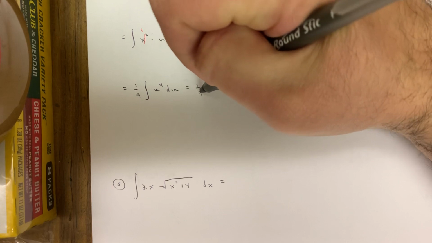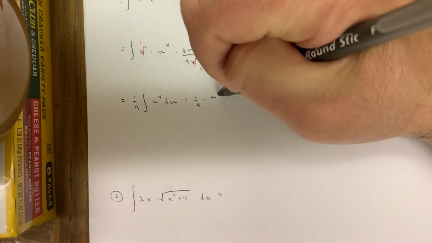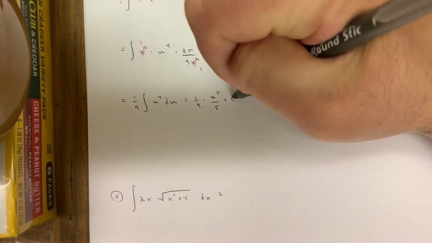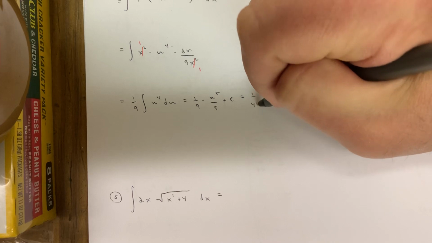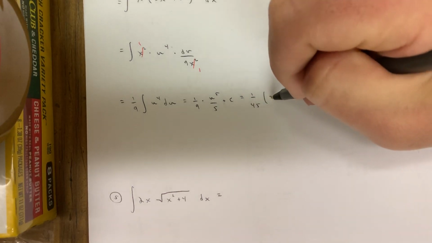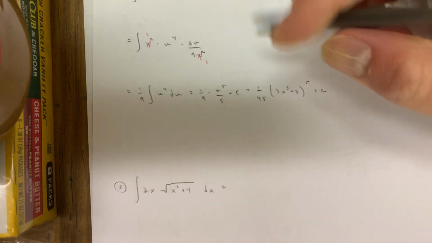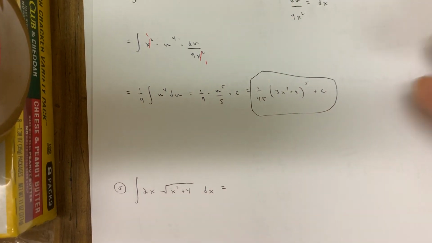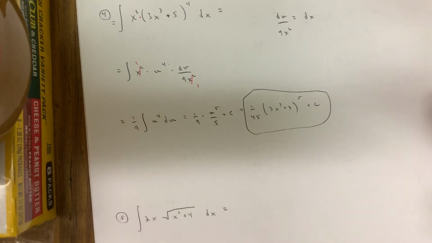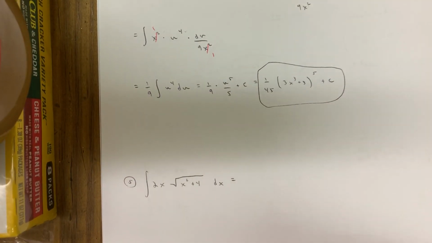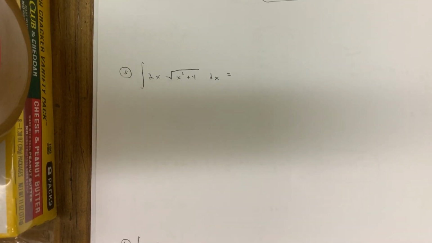Anyway, now let's integrate. 1/9 times, don't forget when you integrate, you drop that integral sign, u to the 5th over 5, plus c. And here we end up with 1/45. Take out that u, replace it with 3x cubed plus 5, quantity to the 5th, plus c. And there it is. Not really so bad. It's more of a process than you might think. Number 5, try it on your own. Pause the video.